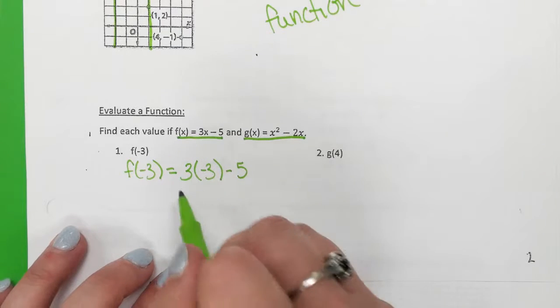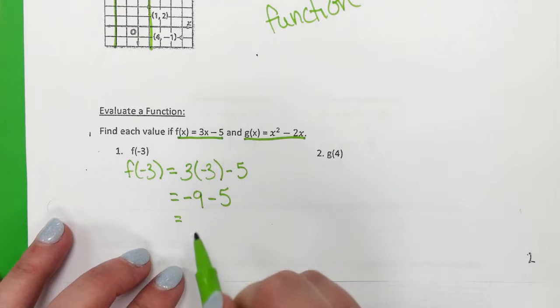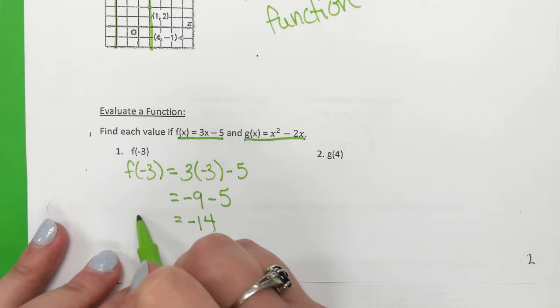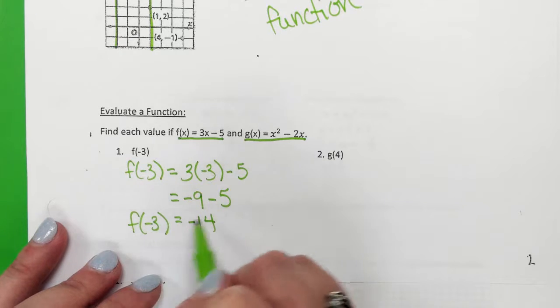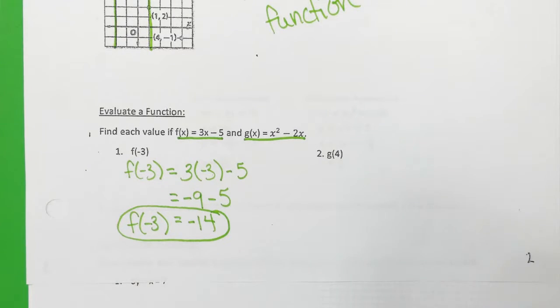All right, so what's 3 times negative 3? And what's negative 9 minus 5? You do not divide by negative 3. That's not what that means, okay? So let's talk about what this means. It means when x equals negative 3, what does y equal? Negative 14. Right, y'all okay?